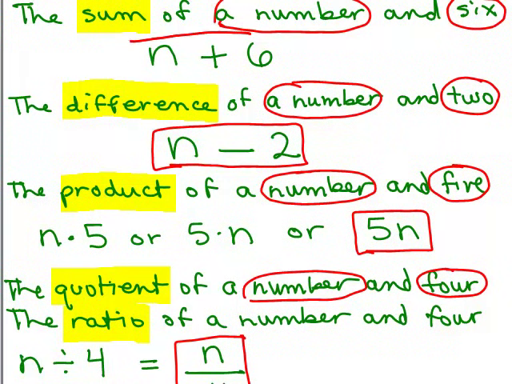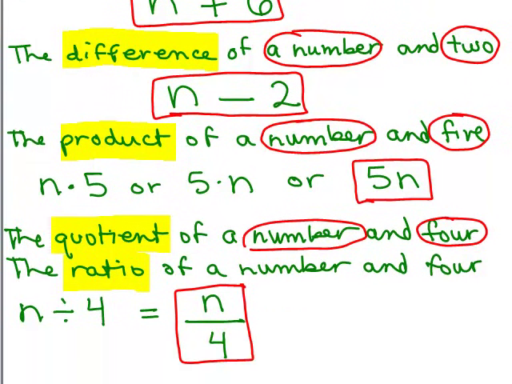So we've got the sum of a number and 6 is n plus 6. The difference of a number and 2 is n minus 2. The product of a number and 5 is 5n. It looks funny to put n5. We always put the coefficient, the number part, in front of the variable. And the last is the quotient or the ratio of a number and 4. The way we write that is n over 4. So whatever comes first you put in the numerator, and what comes second, and 4, that's what goes in the denominator.